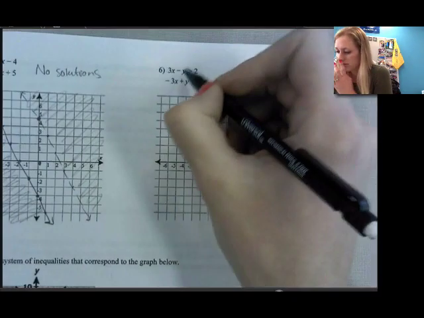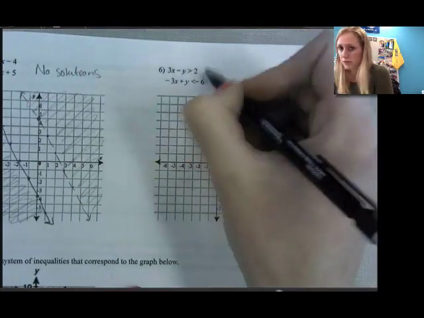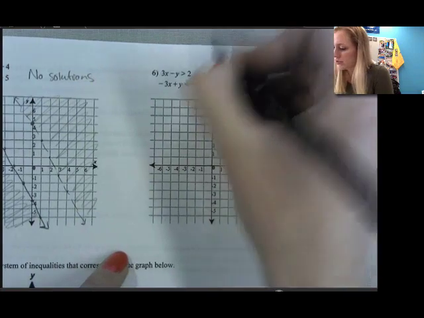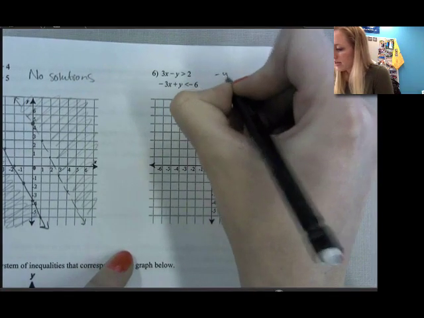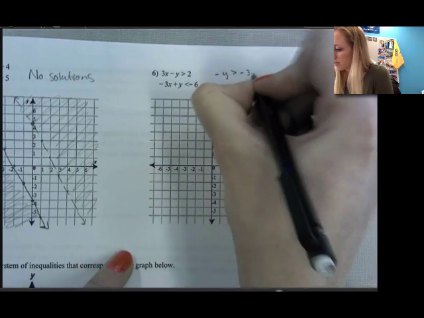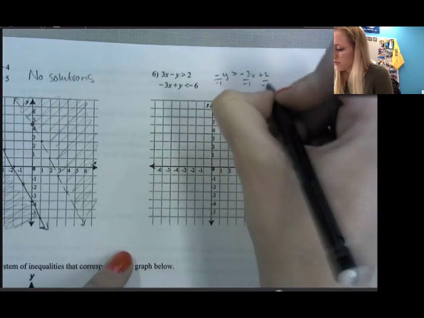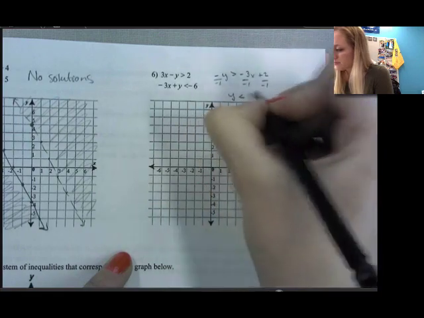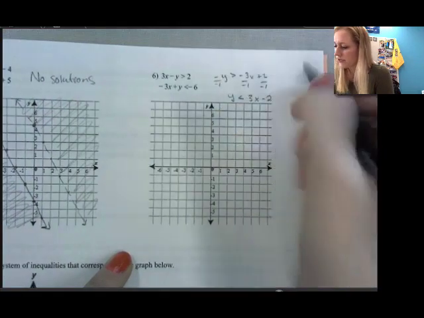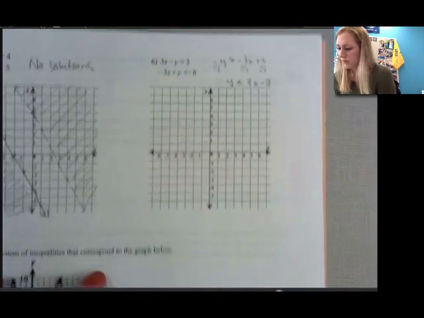All right, I'm going to rearrange my equations here, you guys, to put them in slope-intercept form. So I'm going to subtract 3x. So I've got negative y greater than negative 3x plus 2. Divide everything by negative 1. Flip my symbol when that happens. Okay, so that's my top inequality. Do the same thing for my bottom one.